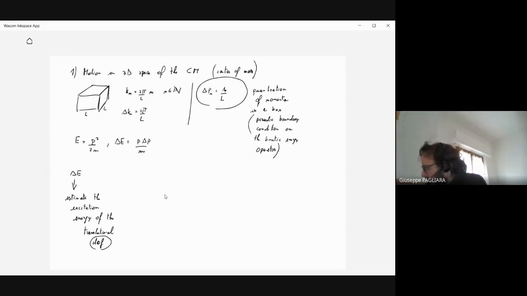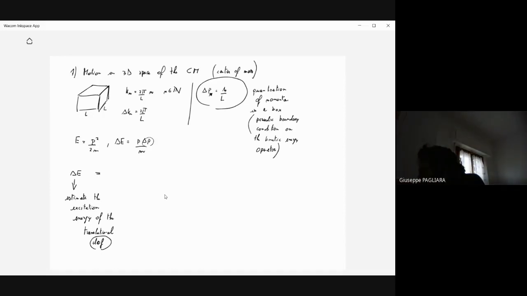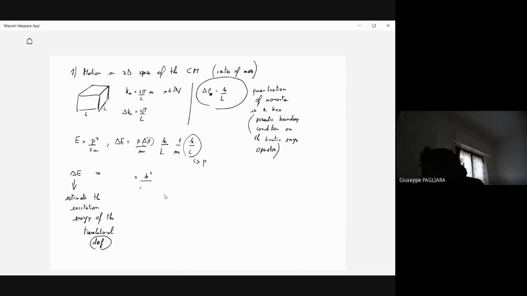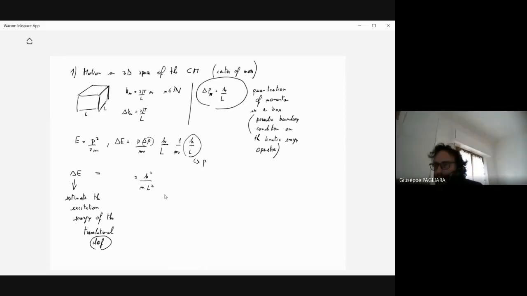DOF stands for degrees of freedom, usually. Now delta p is h divided by L. And then I have a ratio between p and m, so 1 over m, and p is of the order again of h divided by L. So this is p, the minimum value of p, apart from p equals 0. The first value is this one. So therefore, this delta E is h squared divided by m L squared. So this is, if you want, the excitation energy for translational degrees of freedom.